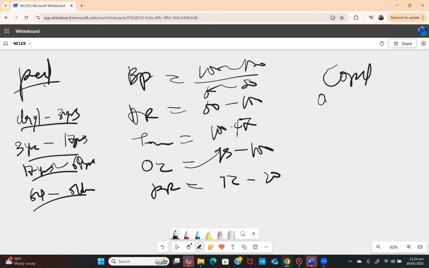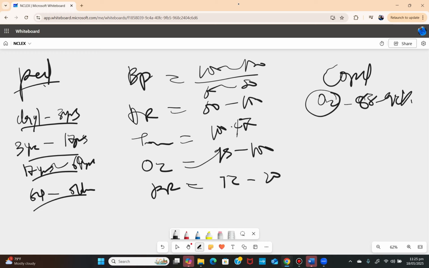You need to know COPD, their oxygen, which is their pulse oximetry reading, because on the NCLEX exam, they like to most times use pulse oximetry reading, or they might say oxygen level, or they will put O2. Anyone you see, they mean the same thing. It is 88 to 92%.